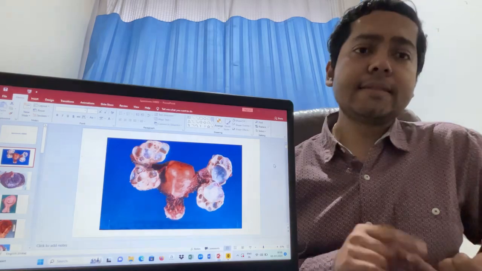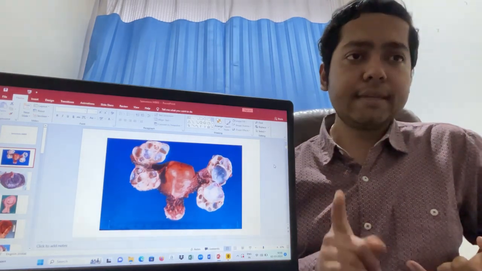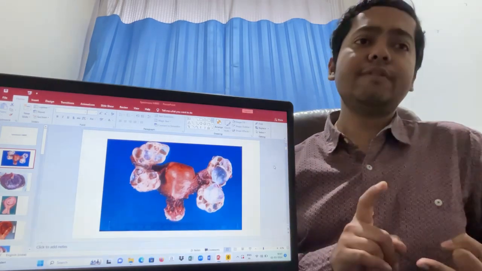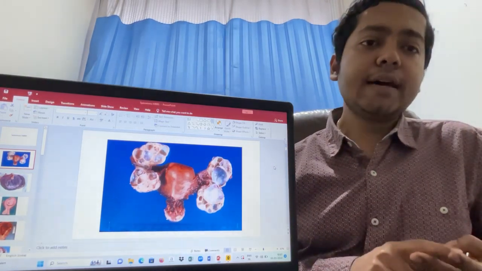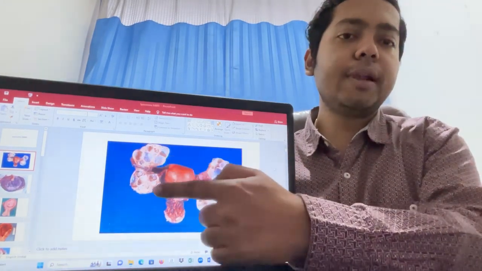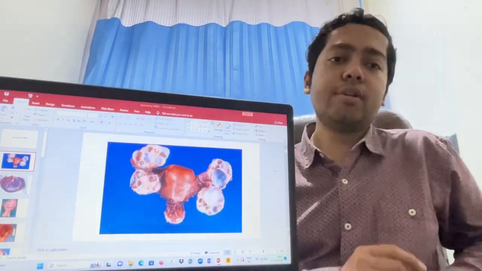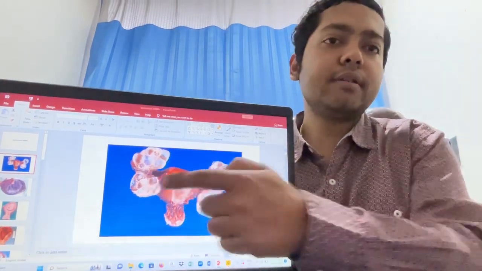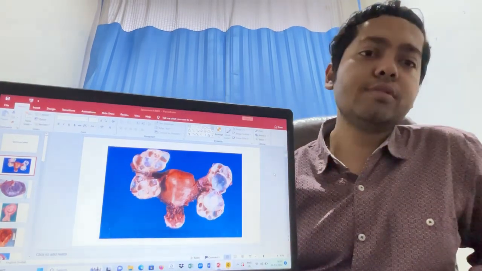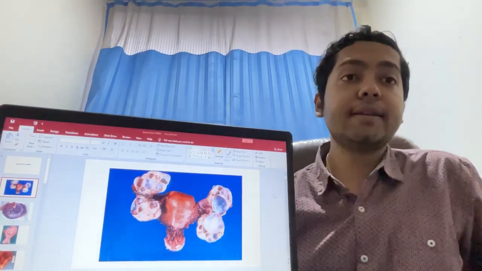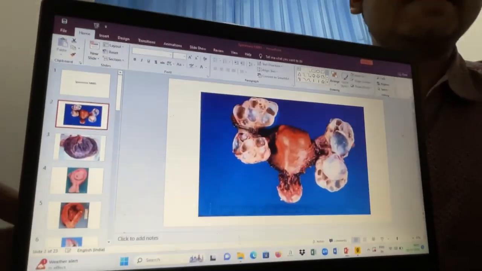A is for ascites, whether the patient has ascites or not, we have to ask in history. M is for metastasis features, present or not. The second M is multilocularity, so these are multilocular cysts. And S is for solid areas, and these solid areas were present. So here it is bilateral, it is multilocular, it has solid areas, so it is most probably a bilateral complex malignant cyst of the ovaries.